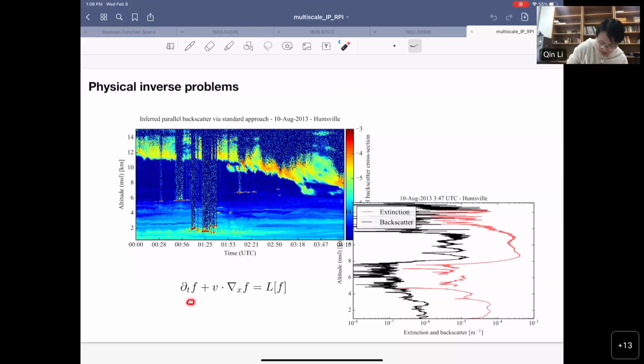So f is a distribution function, and this tells you that photon particles go up, and when they encounter some object, they get sent back home. So this is the parameter over here that you want to reconstruct.